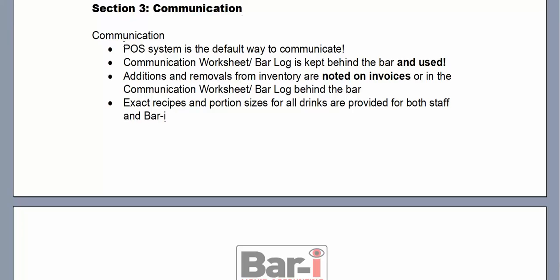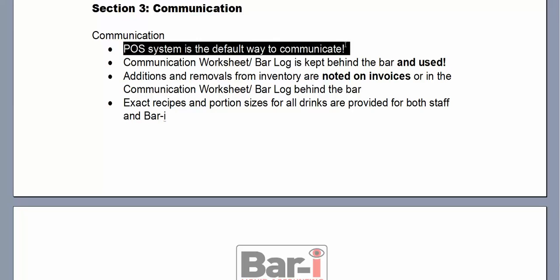So as mentioned, the point of sale system is the default way to communicate. What do I mean by that? Well, every time you sell something, if it's rung into the point of sale in a correct manner that identifies the product rung, that's the end of the story. We're going to run that sales report for the period when we do your inventory, and if those sales are all correctly recorded, there's no need for us to have any communication. So the easiest way is to have a correctly set up point of sale system and use it every time any product is used. We ring it correctly into the point of sale system, meaning there's actually no need to do any additional communication.